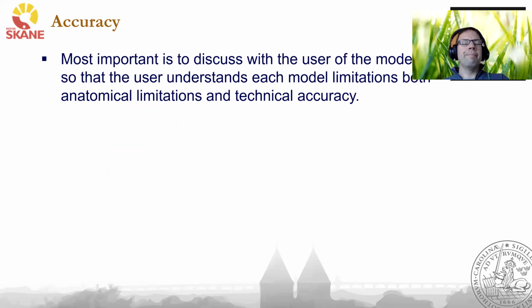So one thing that I think is really important based on the accuracy is to always discuss with the user of the model so that the user understands each model's limitations. So you need to take this discussion each time, basically, or at least for each application. So what are the anatomical limitations? So basically, what were the parts that were cut away? And what's the technical accuracy? So these are really important limitations, and they need to be communicated to the user.